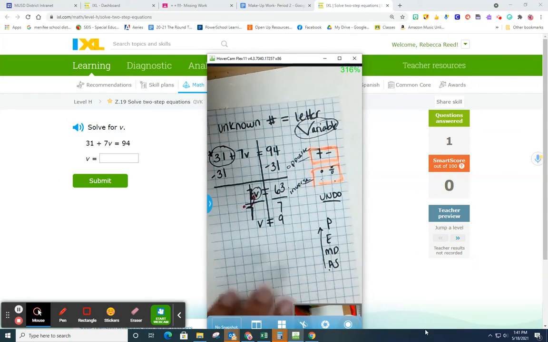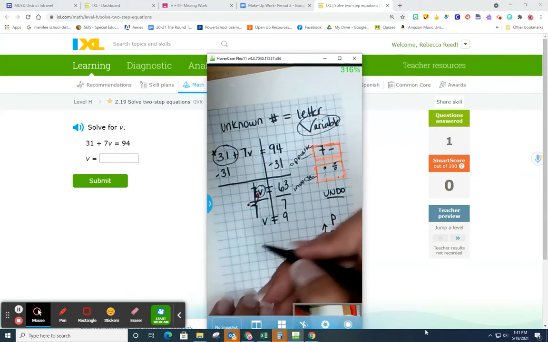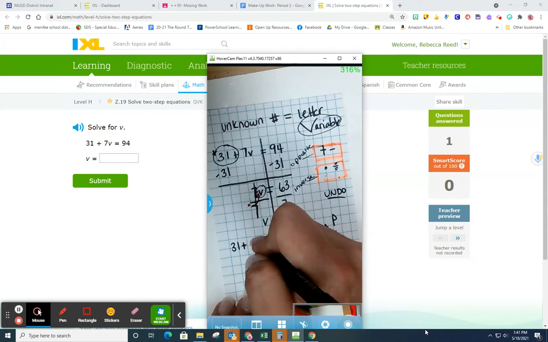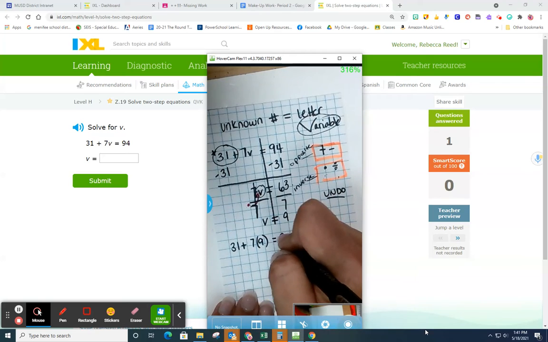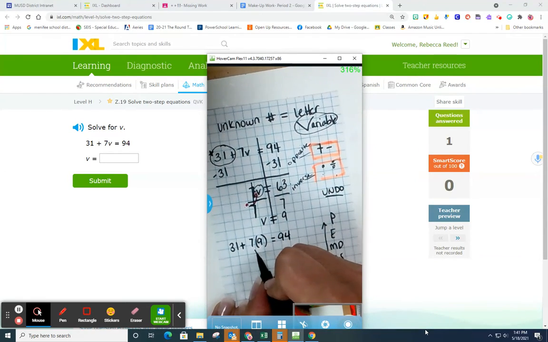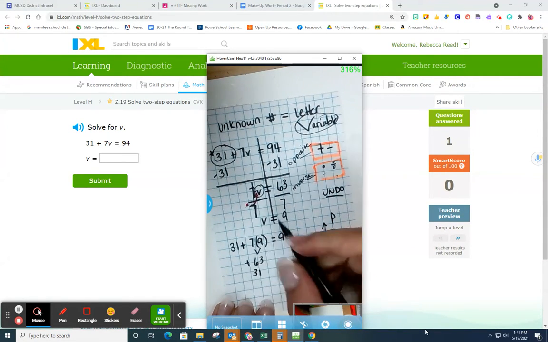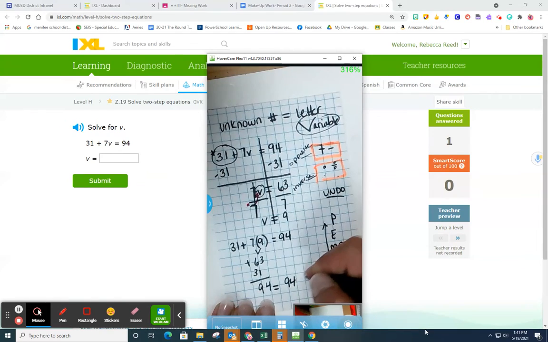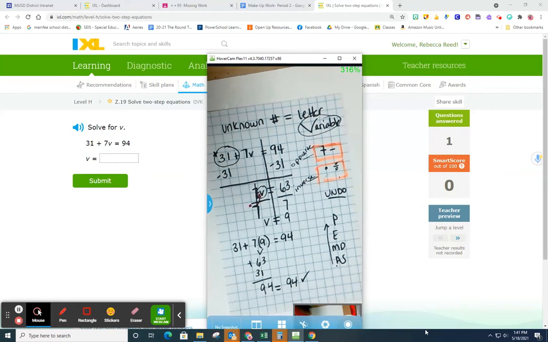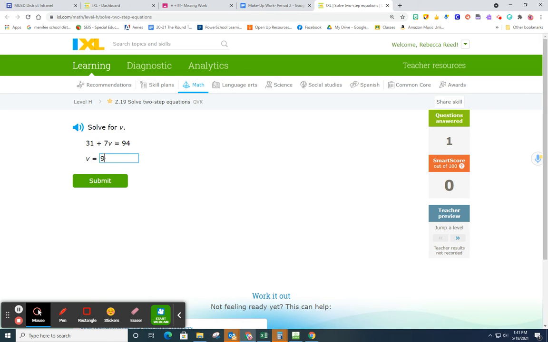And I can check my work by going back in and substituting V in. 31 plus 7 times 9 equals 94. 7 times 9 is 63. If I add that to 31, 3 plus 1 is 4, 6 plus 3 is 9. 94 equals 94, check. And I have completed it. So I know that V is equal to 9.